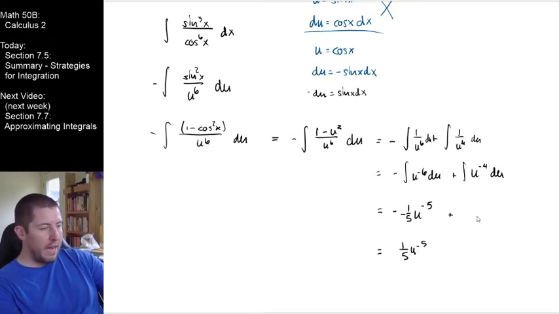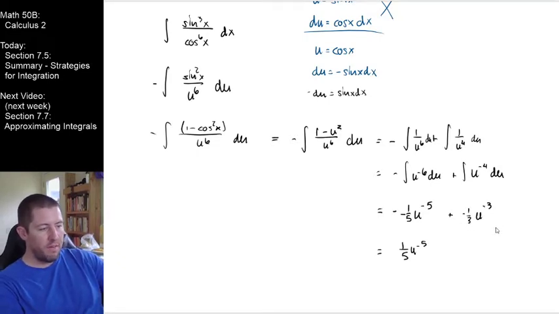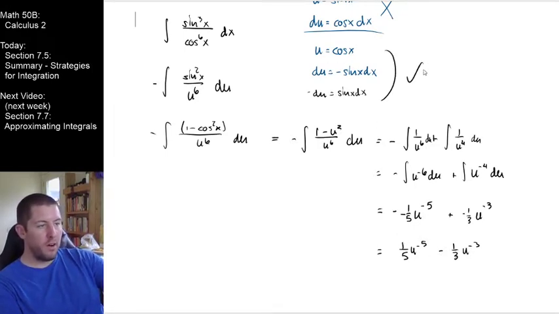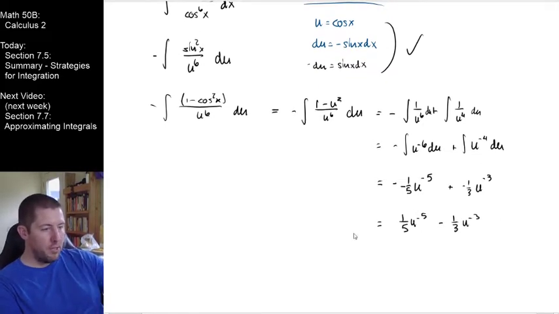Similarly over here, I'm going to add 1 to the power. So I'm going to get a negative 3, but I need a negative 1/3 to counteract what I'd get from the derivative here. And so it seems like I'm going to get a minus 1/3 u to the negative 3. And so I'm remembering here that u was cosine for our correct one right there, our good u sub that we did. And so I just got to plop back in my cosines here.